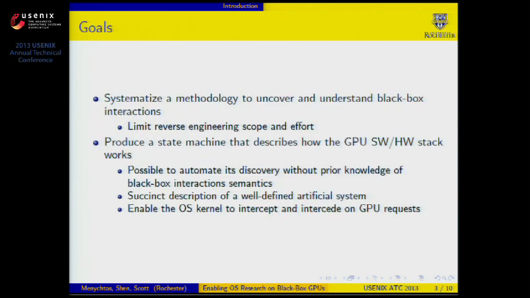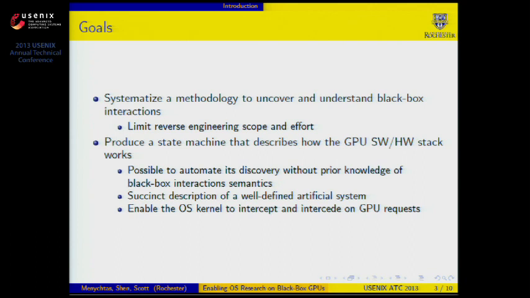So we want to systematize a methodology to uncover and understand black box interactions. We do not promise miracles here. We will be limiting the reverse engineering effort in its scope and how hard it is, but we cannot eliminate it entirely. We will be aiming at producing a state machine that describes how the GPU software hardware stack works. Working with a state machine makes it possible to actually discover its interactions without prior knowledge about their meanings.